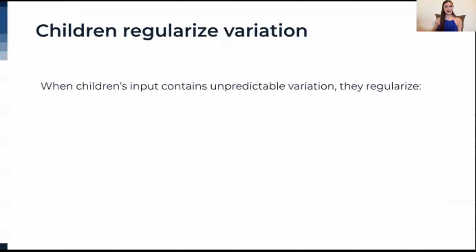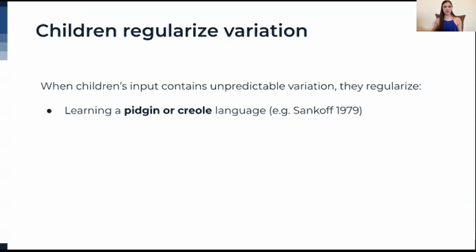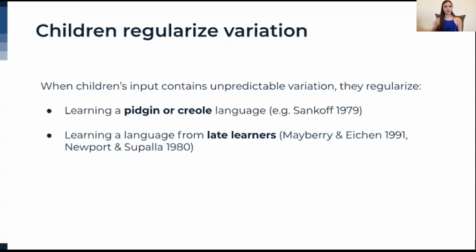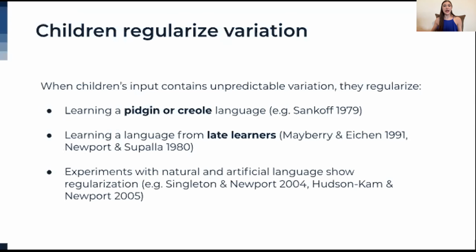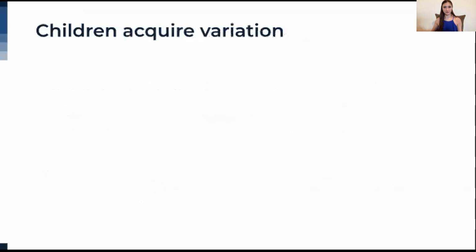A well-known finding in child language acquisition is that when children's input contains unpredictable variation, they regularize it. For example, when learning a Pidgin or Creole language, when learning a language from late learners, and also experiments with natural and artificial language show regularization as well.